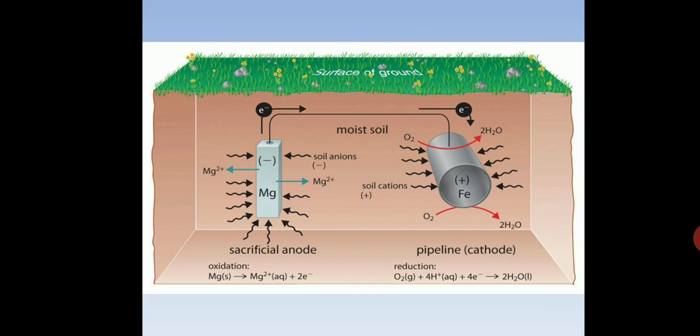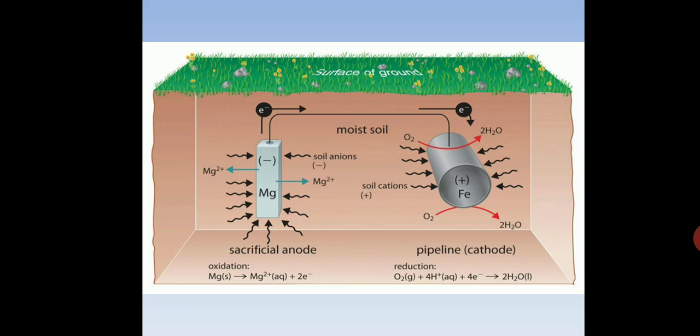So let us observe some diagrams or pictures. As you can see here, this is an iron pipeline. Pipelines will be huge, large, running for kilometers. So how to protect them? For these iron pipelines, magnesium slabs are connected. What happens here? Magnesium acts as the anode and the iron becomes the cathode. Why? Because when we compare the activity of magnesium and Fe, magnesium is more active than iron.